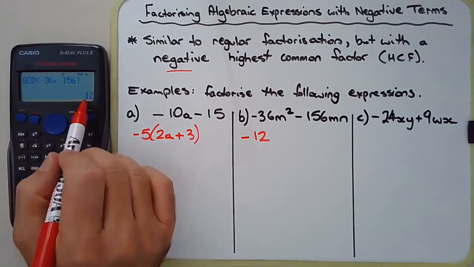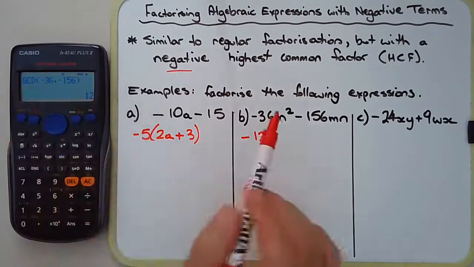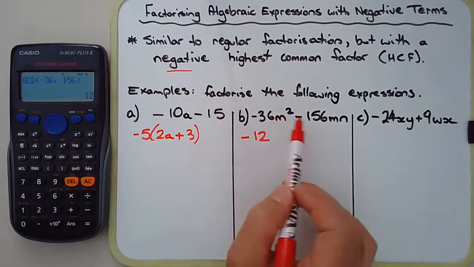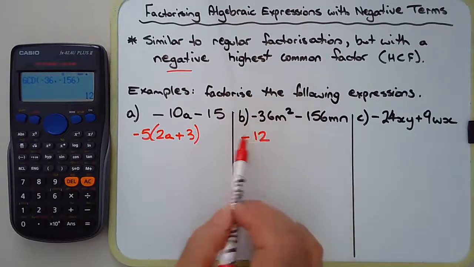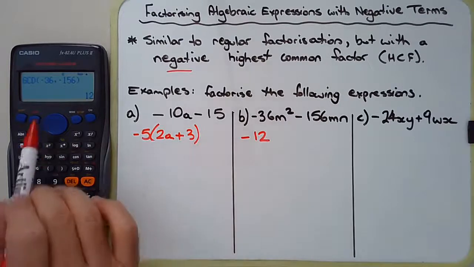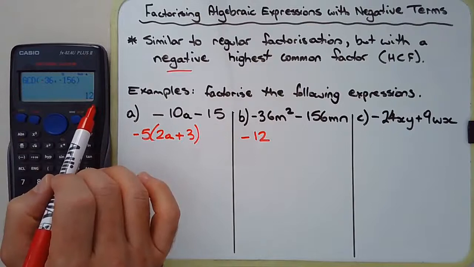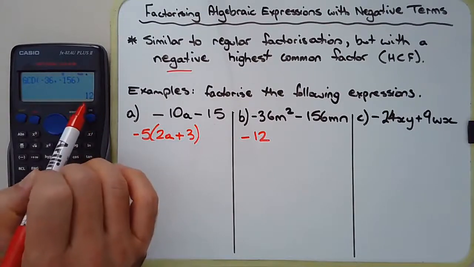Again, the highest common factor is 12, or the greatest common divisor is 12. But we need to be mindful here that because we're dealing with two negative terms, we need to take out the negative as well. That's the one thing you need to be very careful with. The calculator will give you the positive answer.